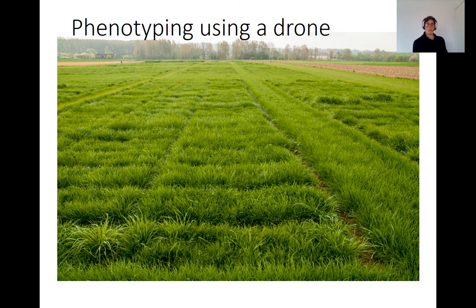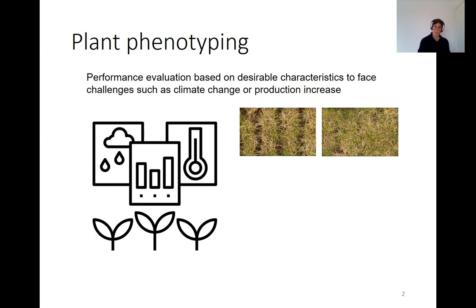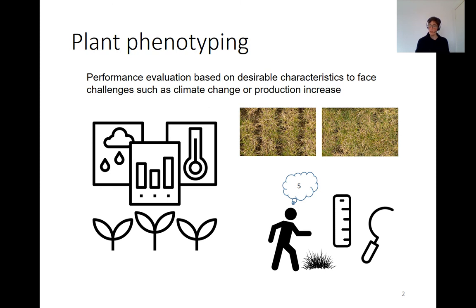First of all, I would like to start by defining what plant phenotyping is: to evaluate the performance of a crop based on desirable characteristics to face challenges such as climate change or to increase production. There you can see in the slide an example of two different plots of grass, and you can see that one covers the soil more than the other one. So you don't see the soil or the different lines of the crop. This evaluation of the crop can be done visually, because you give a score. You can also do measurements. You can also measure the height of the crop, and you can also take samples, so destructive sampling.